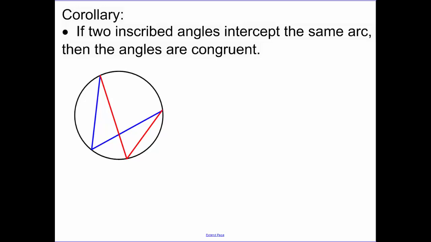There's a corollary, and we're actually going to be dealing with a bunch of corollaries to this. So we have our first corollary that says if two inscribed angles intercept the same arc, then the angles are congruent. So this blue angle intercepts this arc right here. And the red angle intercepts the same arc. Since both of the measures of those angles are half the measure of that arc, they're going to be equal.